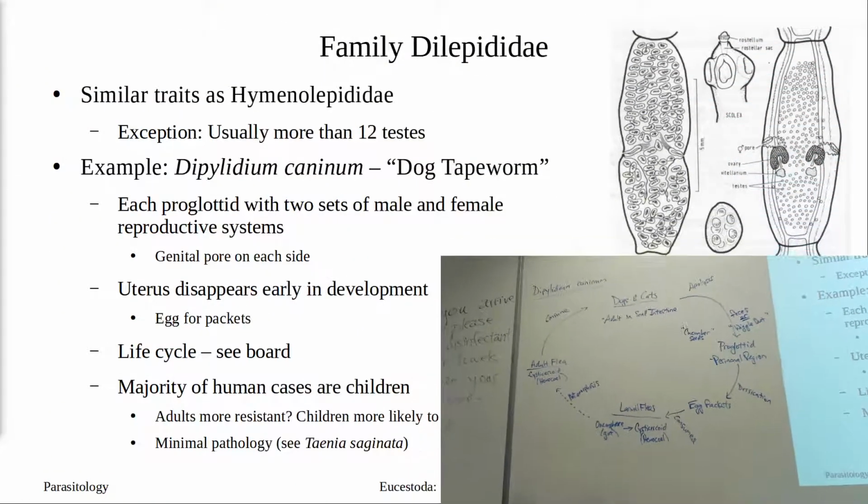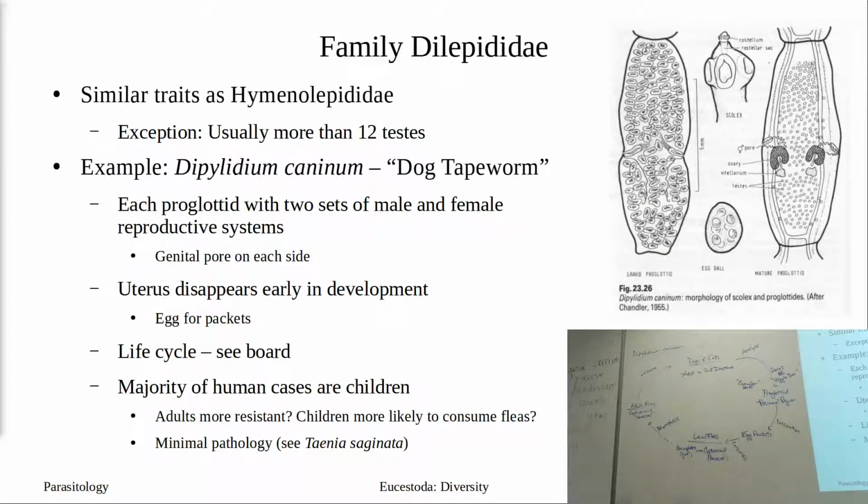Now, this can go into humans. And I had a former student whose sister got it. They will remain nameless because they felt extremely embarrassed. All right? The majority of the human cases are children. We can see some adults. So the question is why? Is it because the adults are more resistant? Or is it possible that the children are more likely to consume fleas?